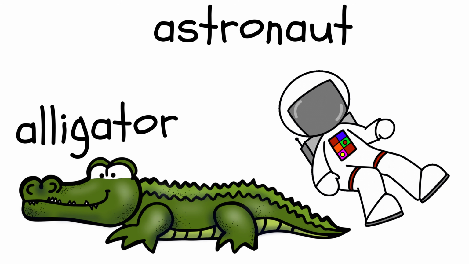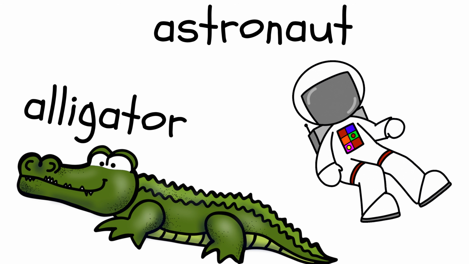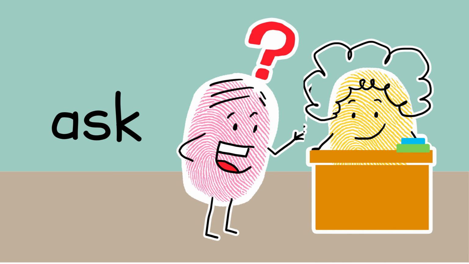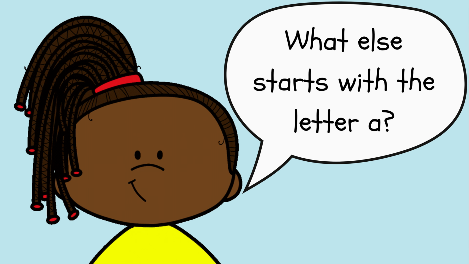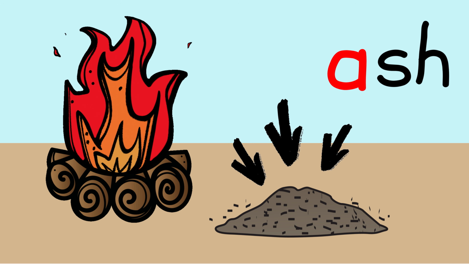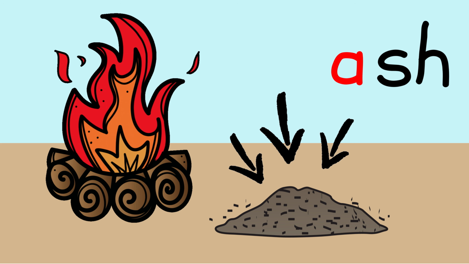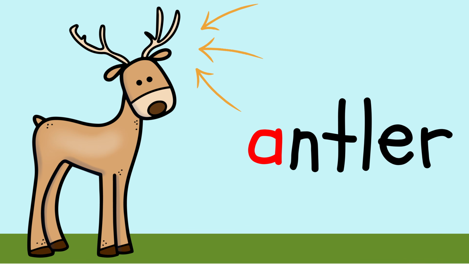A is for alligator, an astronaut too. A is for asking questions about me or you. What else starts with the letter A? How about ash? An antler works too.